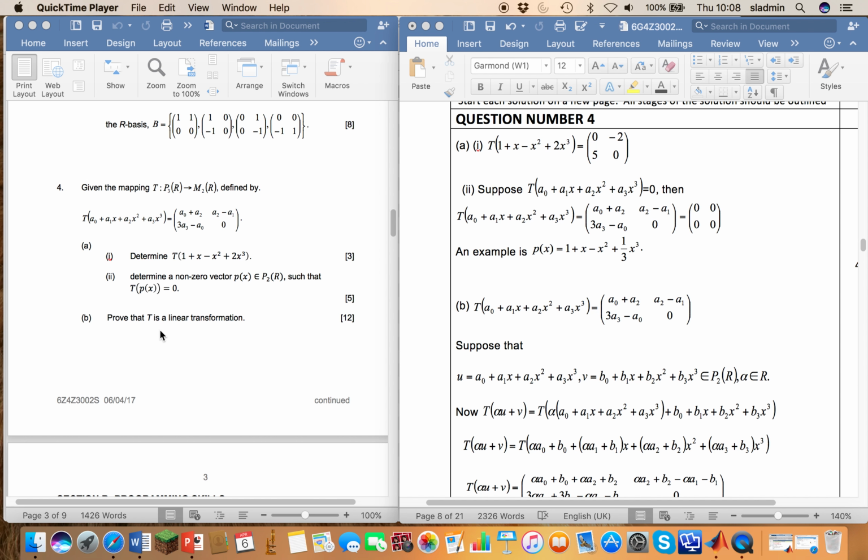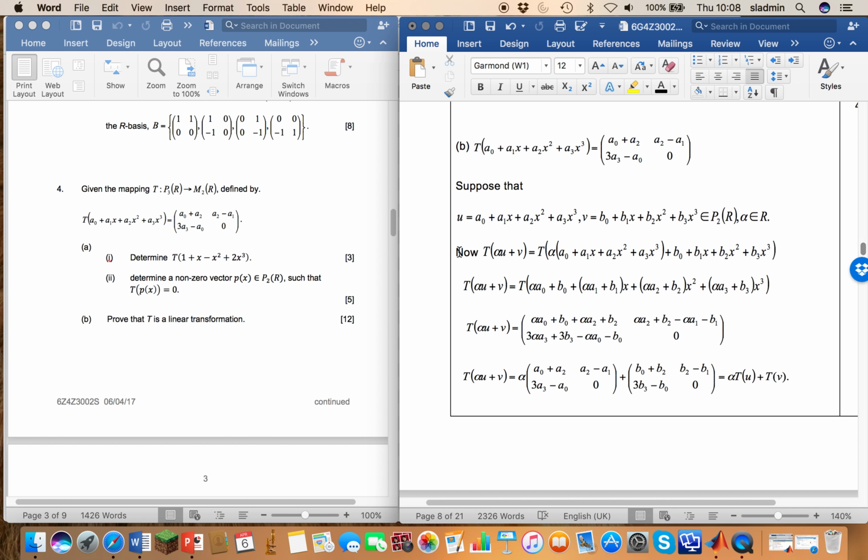For part B, we want to prove that T, so this mapping, is indeed a linear transformation. So we take two vectors which belong to P3R. So here is a general polynomial of degree 3, here is another general polynomial of degree 3, and alpha is a real number. Now we want to show that T of alpha u plus v is alpha T of u plus T of v. So we take T of alpha u plus v. So here's our alpha, here's the vector u, and here's the vector v.